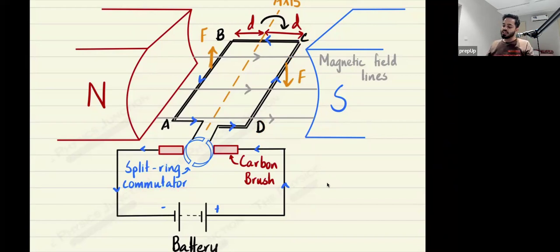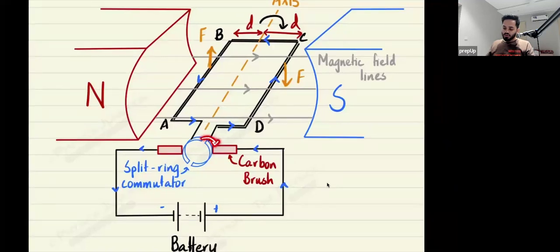Because what the split ring commutator does is, as you can see, this is also attached to the coil and these rings are also turning. So when this actually rotates, there would be a time when this is in contact with this part and this is in contact with this part. So now when AB is here like this, previously the current through this would be like this, but now when it's on the other side, it reverses the direction of current in each side of the coil. So now through AB, the direction of the current would be exactly like this to keep it turning in the same direction. Because if I take this direction of the current and figure out the force, it's going to be downwards, which is exactly what I want, to always keep it turning in that same direction. That is the function of the split ring commutator.